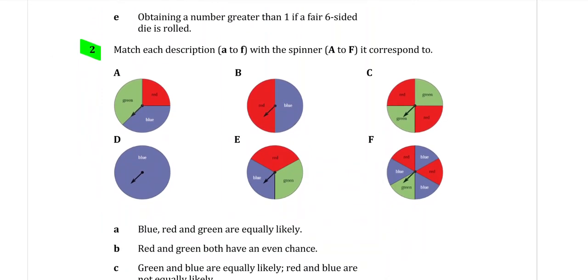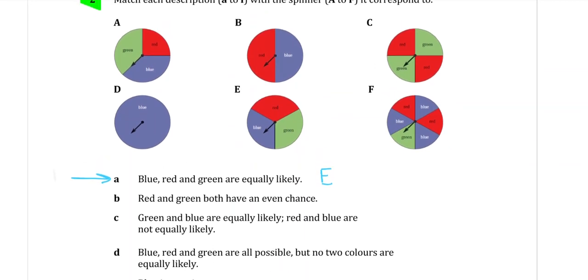Question 2, match each description. We have the descriptions down here, and we want to match it with the spinner. So the first one says blue, red, and green are equally likely. That means that the pieces have to be the same size, which would be E. So next to that one, you'd write E is the correct spinner for that question.